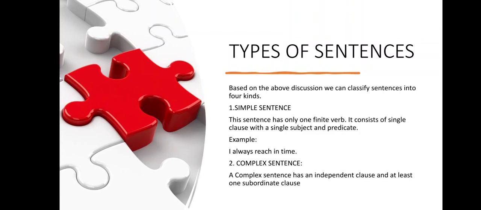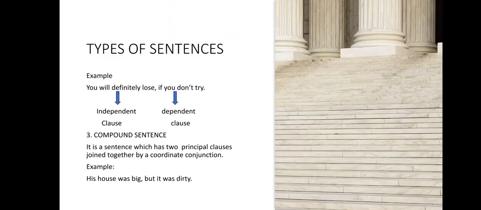Next type of sentence is the complex sentence. In this complex sentence we have two clauses. One is the independent clause and another is the subordinate clause. The best example is from when we discussed clauses, that is, she reached the temple when the sun set, and we discussed the independent and the subordinate clause. Another example, you will definitely lose if you don't try hard.